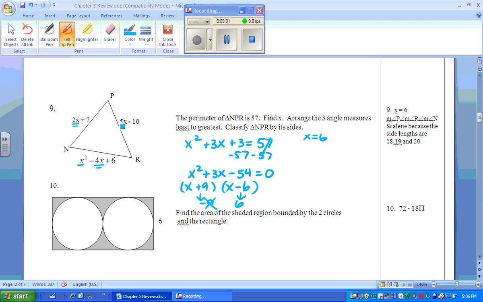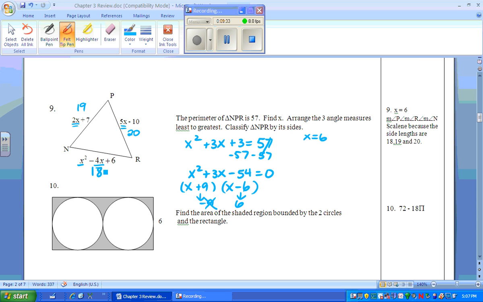Arrange the angles from the least to the greatest. Well, when I plug it in, I get 30 minus 10, so this length is 20. I get 6 times 2 is 12, plus 7 is 19, and then 6 squared is 36, plus another 6, 42, and then I'm minusing 24, 42 minus 24, which makes this side 18.